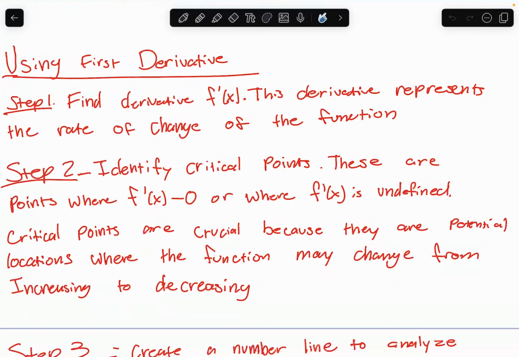Identify the critical points. These are points where f prime of x is 0 or where f prime of x is undefined. Critical points are crucial because they are potential locations where the function may change from increasing to decreasing or vice versa. Step 3. Create a number line to analyze the sign of f prime of x in the intervals created by the critical points.